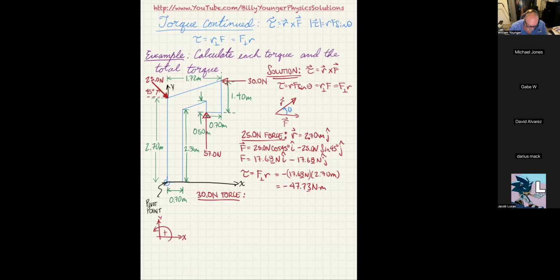Now, looking at this figure, what we see is from here to here, this distance is 2.70 meters. And then from here to here, this distance is 1.40 meters. And from here to here, this distance is 2.31 meters.